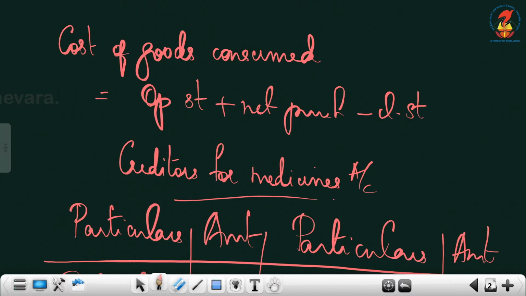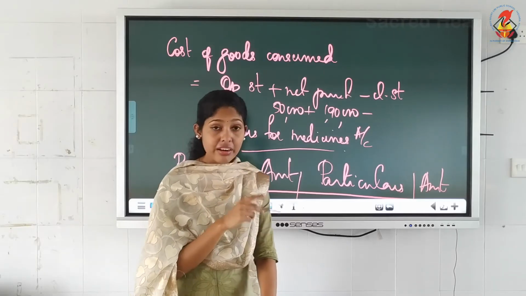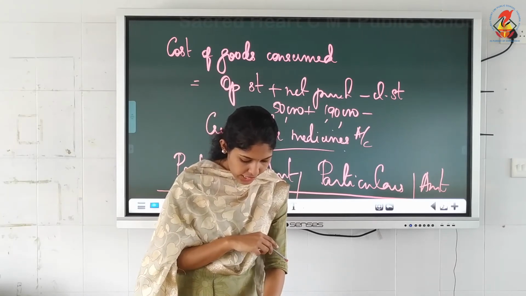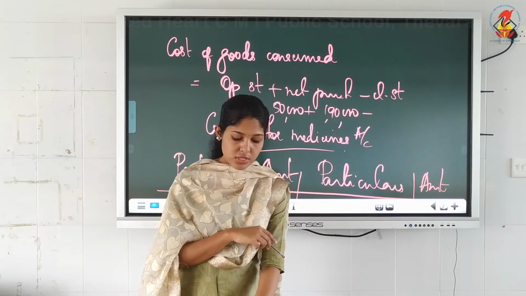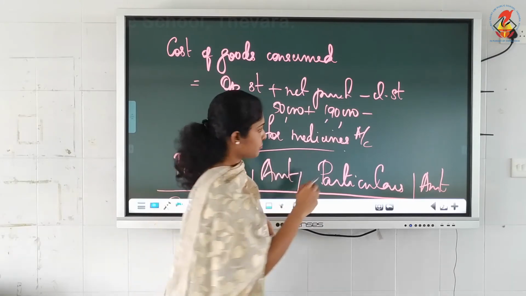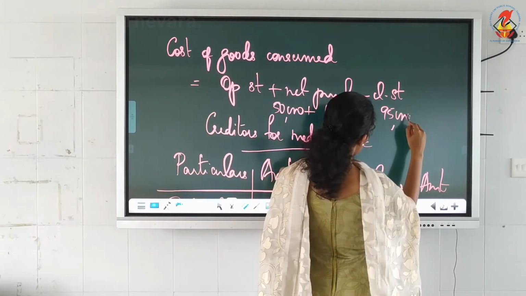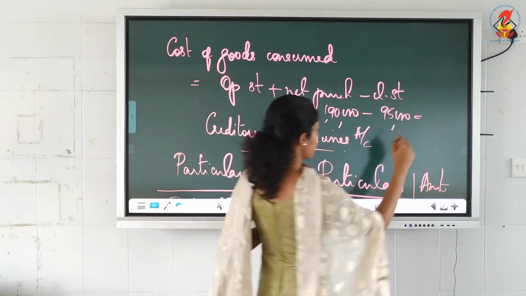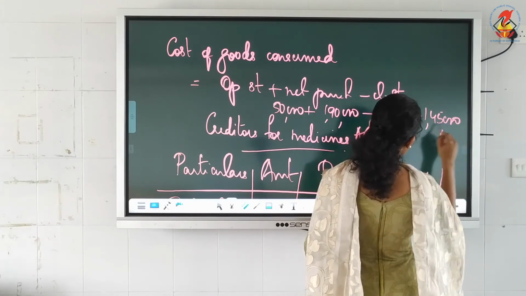And now in this formula you can apply this. Opening stock is given 50,000 plus purchases value, now we got 1,90,000, minus closing stock. Don't take closing creditors here, it's closing stock you have to take. Closing stock is given as 45,000 more than opening stock. That means 45 plus 50, it will be 95,000. So minus 95,000. Now the final answer, the cost of goods consumed will be 1,45,000. So this is how you have to compute.